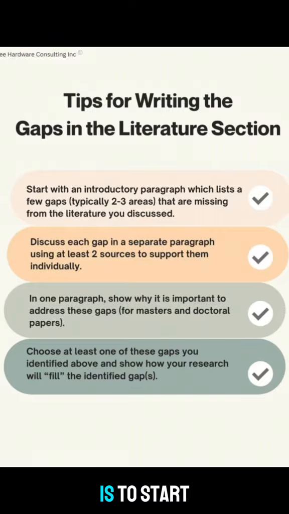The first tip is to start with an introductory paragraph which lists 2 to 3 areas or gaps that are missing from the literature you discuss. Then you need to discuss each gap in a separate paragraph using at least 2 sources to support each gap.